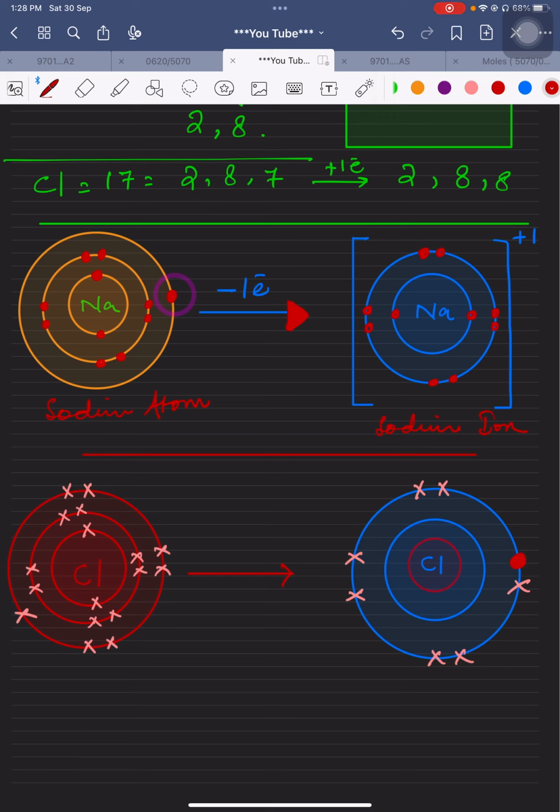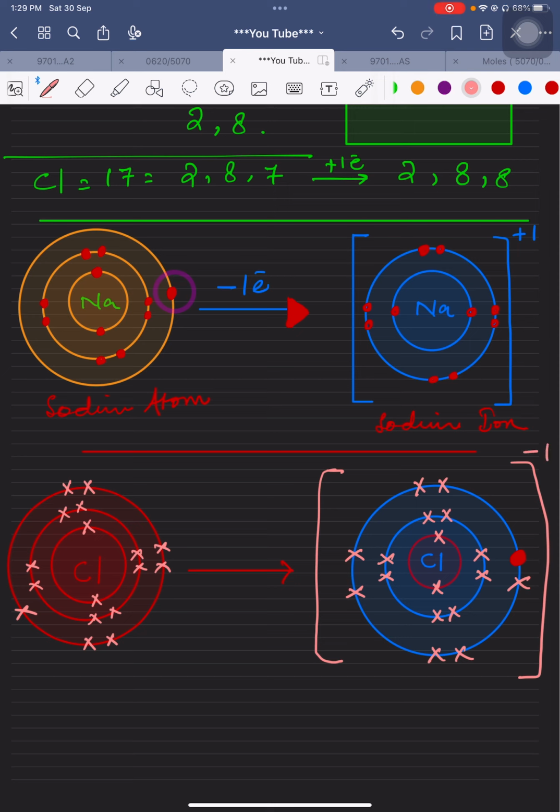So where has this 8th electron come from? Sodium has given this 8th electron to chlorine. Is that okay? So this is the square bracket. Is it compulsory to draw? Yes, I'm saying it again and again. It is compulsory to draw.